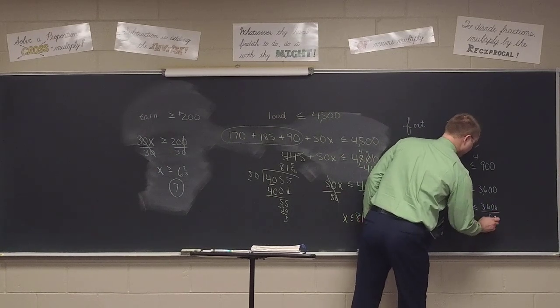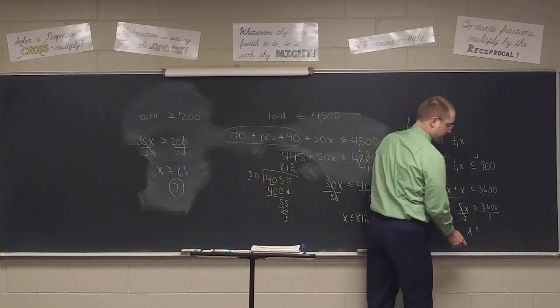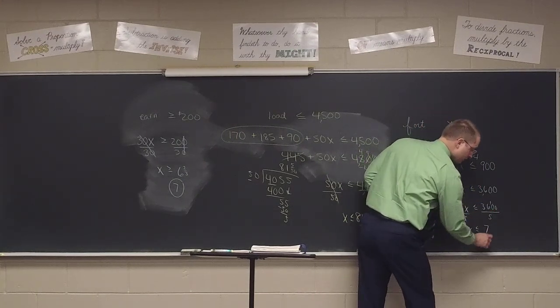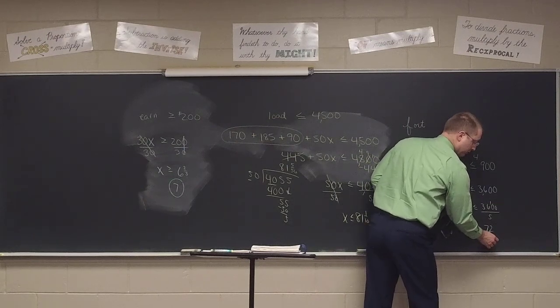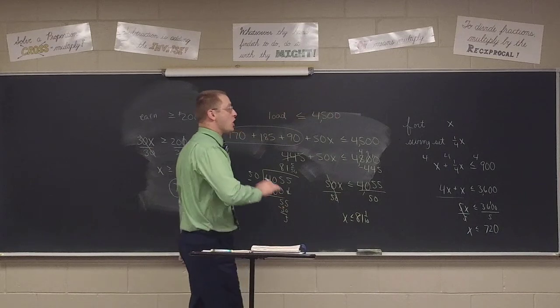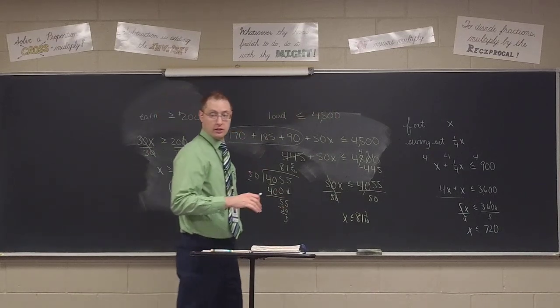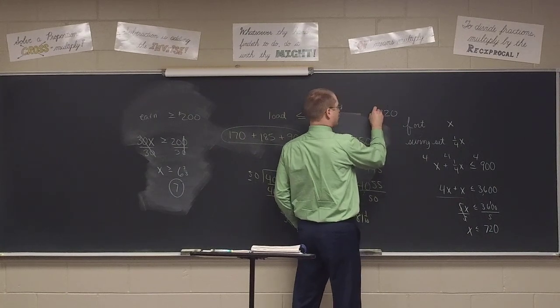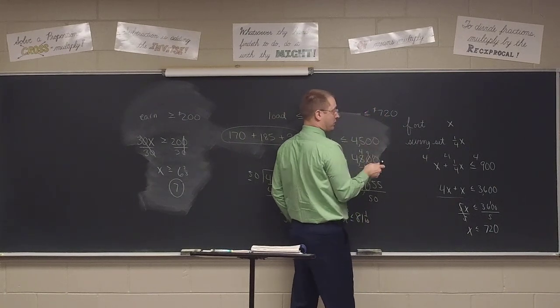Do it with me, class. 5 goes into the 36. 7 times with 5 goes into 10 with nothing left, and 5 goes into 0, of course. So x, the fort, can be no more than 720. It cannot be more than 720. Less than or equal to 720.